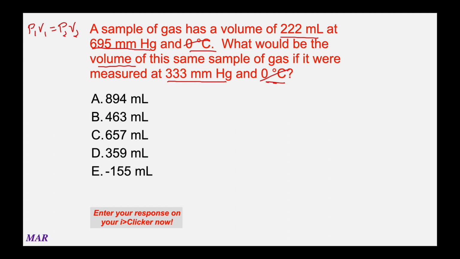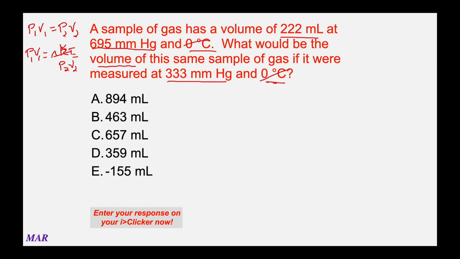That would make things really messy. Another way to do this problem, and what I use more and more, is I go back to the ideal gas law. P and V are changing, but everything else, nRT, is the same. So if I have a P1, V1 set of conditions, that's going to equal P2, V2, because again, n, R, and T are not changing.